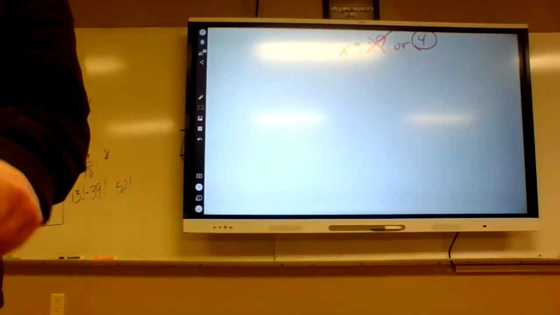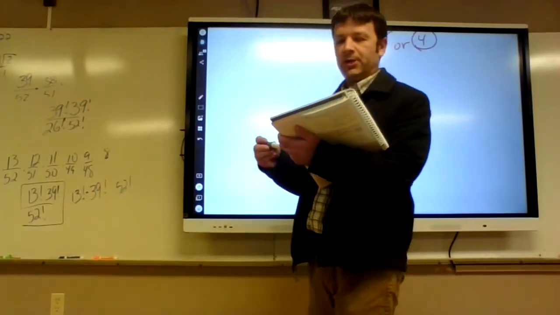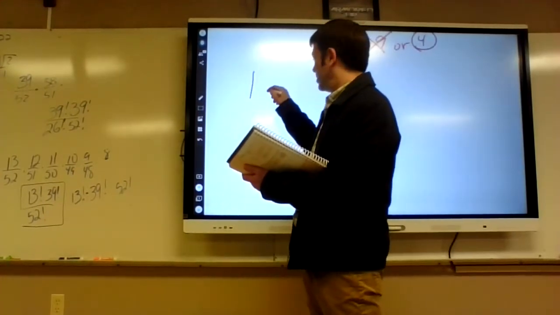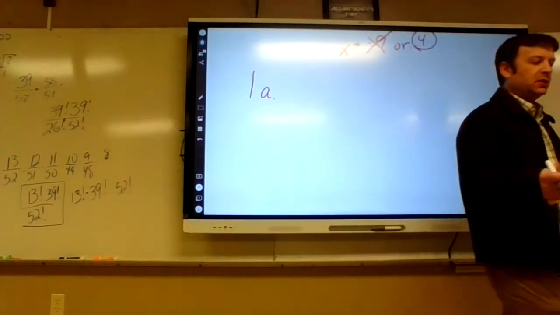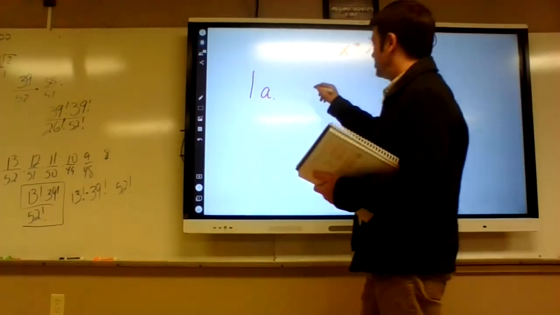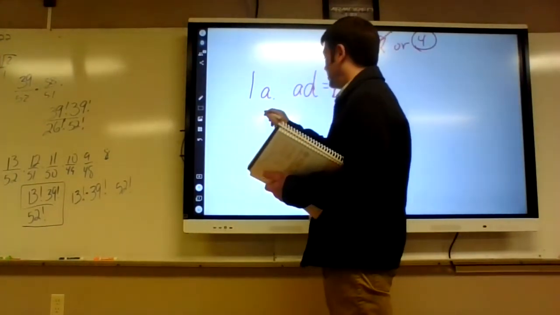Okay, number 1. Summarize the section's theorems by writing an equation relating segment lengths. 1A. What's the relationship between A, B, C, D there? A times D equals B times C.